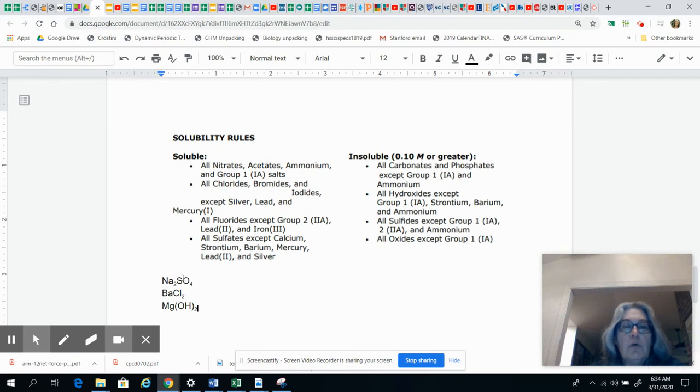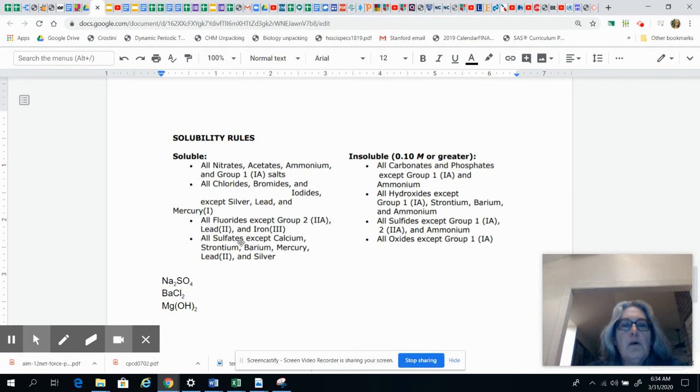So here we have sodium sulfate. So we go right up here, all nitrates, acetates, ammonium, and group 1, parentheses 1A salts. What is 1A? Well, if you look at your periodic table, you will see that that's the alkali metals: lithium, sodium, potassium, rubidium, cesium. So that means this is a group 1 salt. It is soluble. We could stop there.